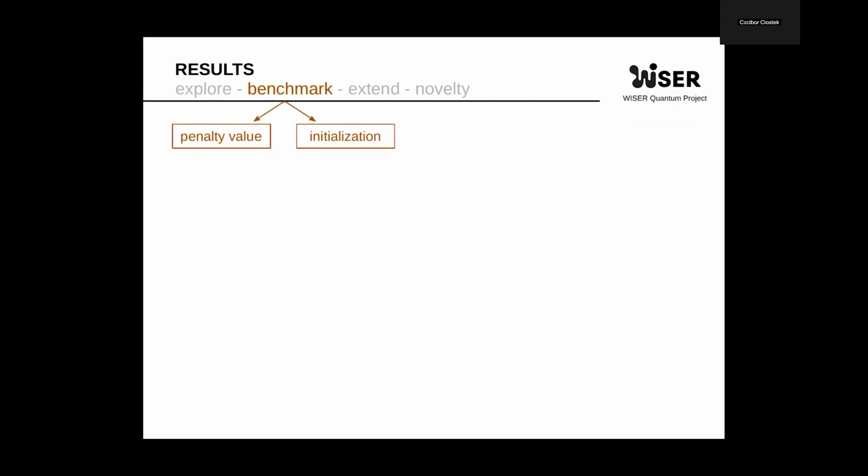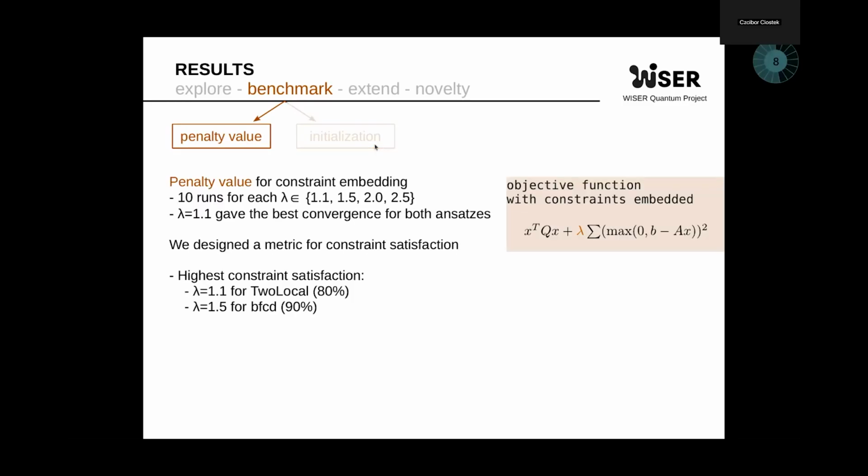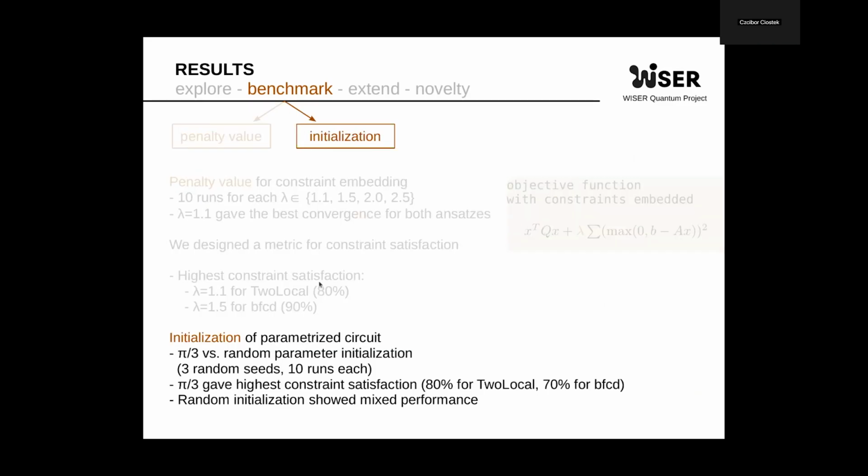For benchmarking, we focused on 2 factors, the penalty value and initialization. We tested penalty values from 1.1 to 2.5 and found 1.1 gave the best convergence with constraint satisfaction of 80% for TwoLocal and 90% for BFCD. For initialization, we tested pi over 3 versus random. Pi over 3 gave highest constraint satisfaction, 80% for TwoLocal and 70% for BFCD, while random starts showed mixed performance.